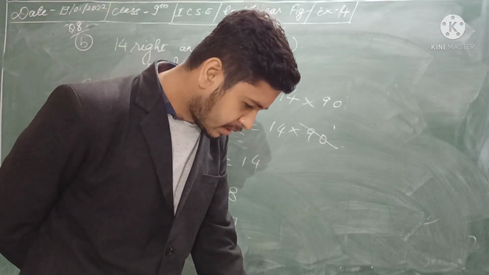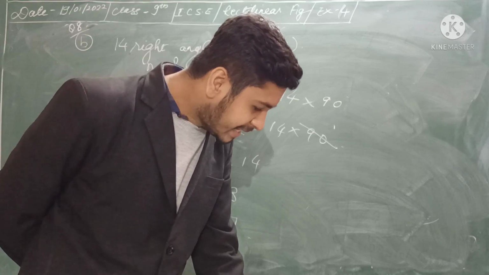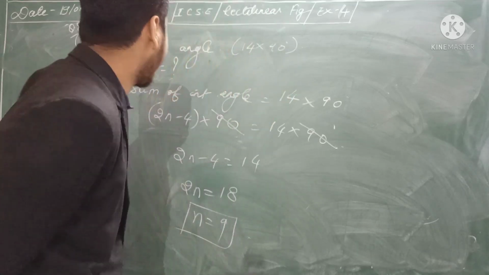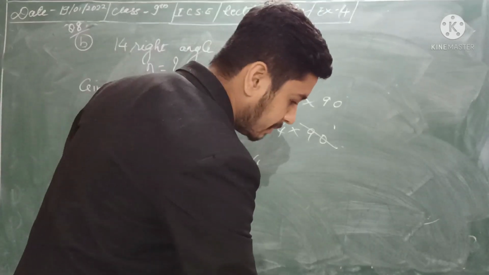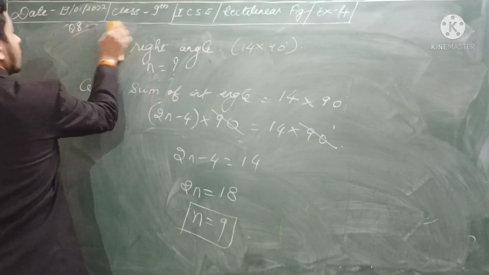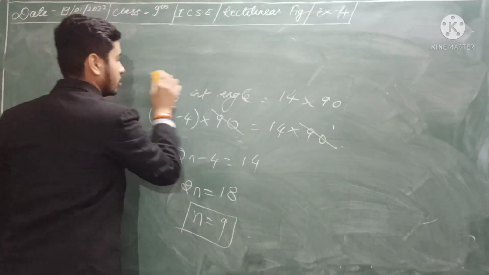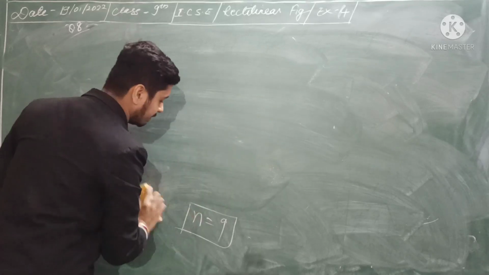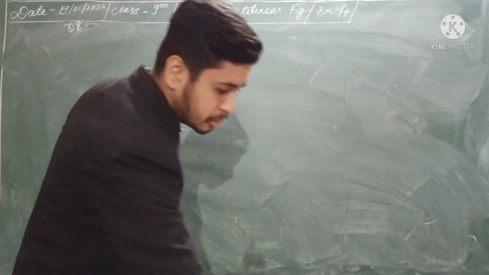Then the next question is 9 times the sum of exterior angles. I am doing question number D. So you can pause the video and please write the solution.